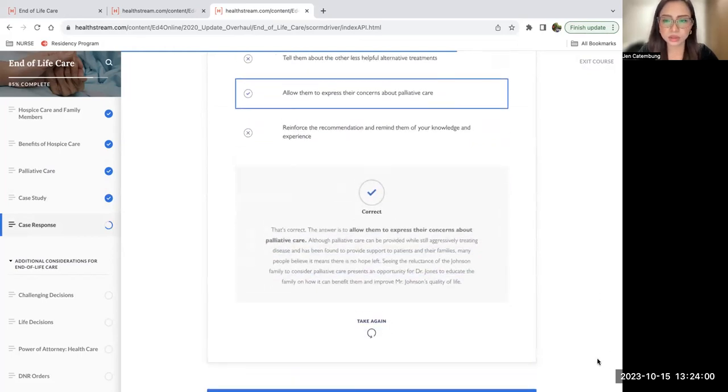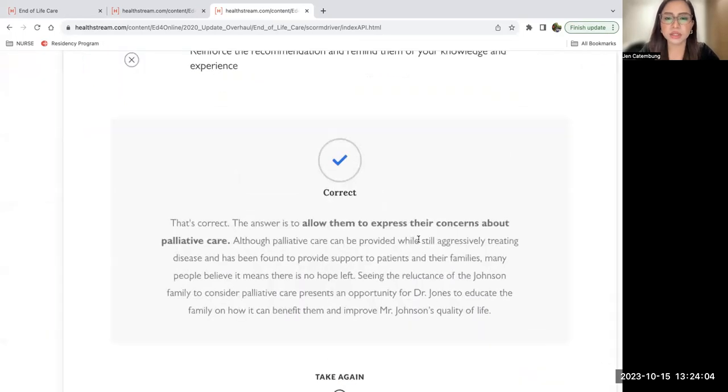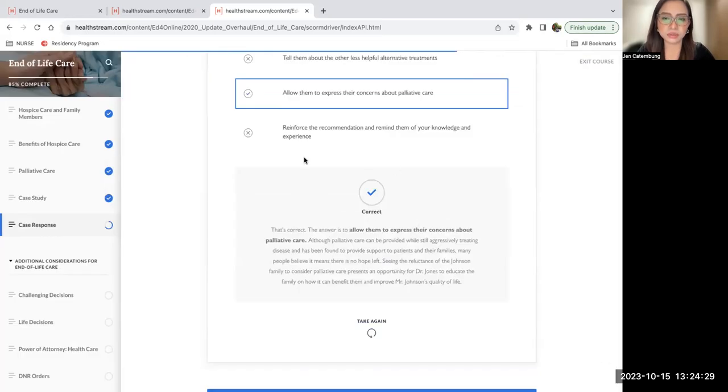The answer allowed them to express their concern about palliative care. Although palliative care can be provided while still aggressively treating disease and has been found to provide support to patients and their families, many people believe it means there is no hope left. Seeing the reluctance of the Johnson family to consider palliative care presents an opportunity for Dr. Jones to educate the family on how it can benefit them and improve Mr. Johnson's quality of life.